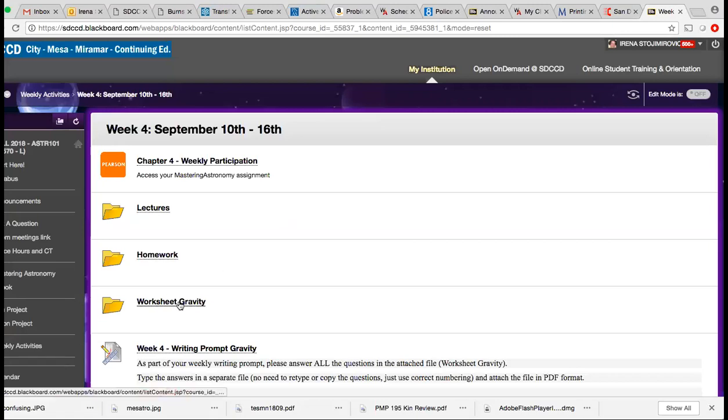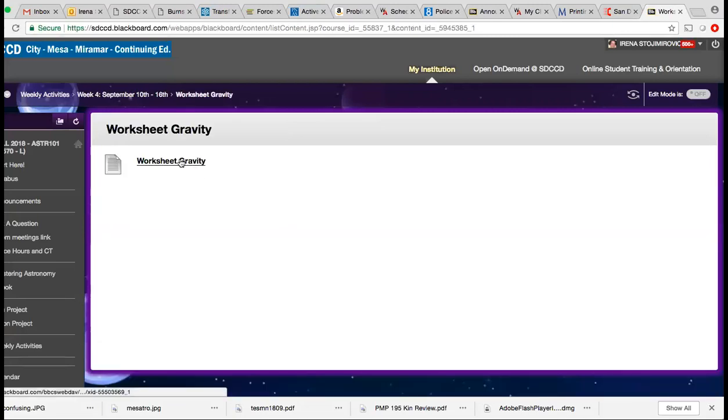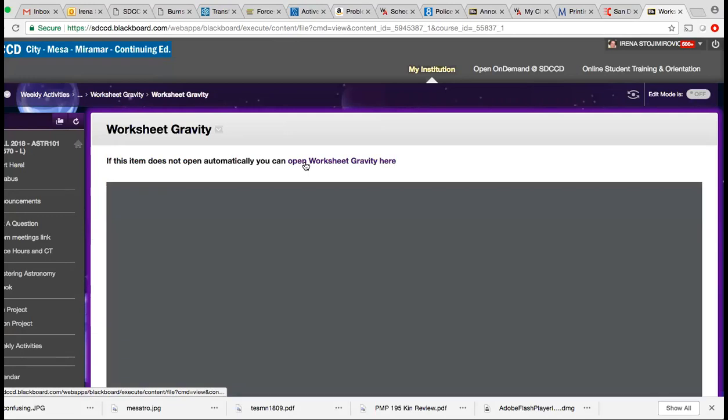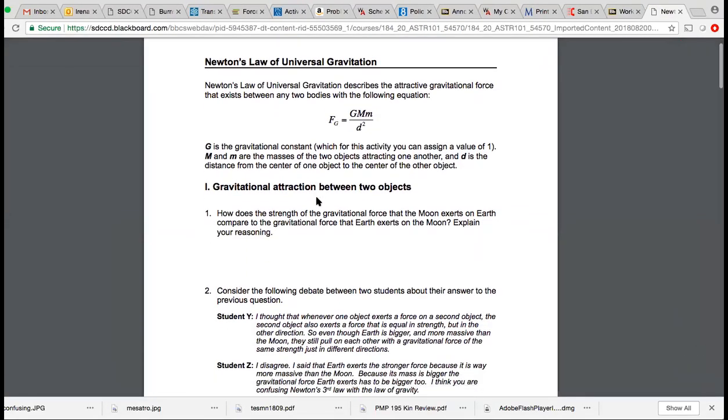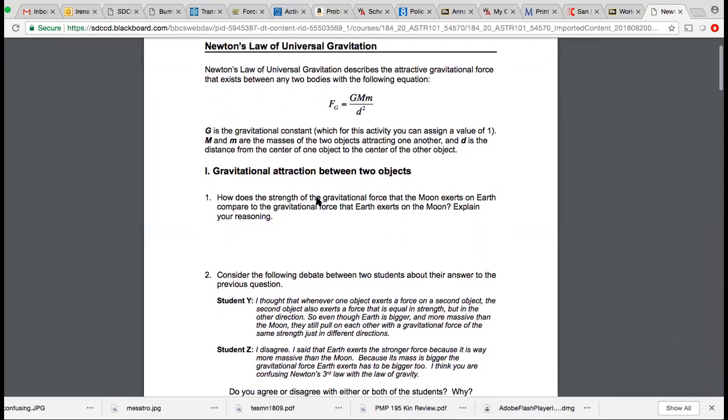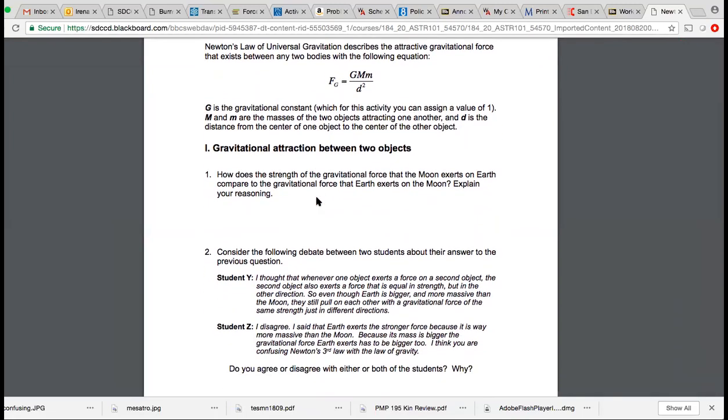Recording. Okay, great. So, gravity worksheet, that's great because that is also the writing prompt, right? Yes. Okay, good. So it's open, and you can go one by one if you want, and I can give you feedback. Okay. Let me open it also.